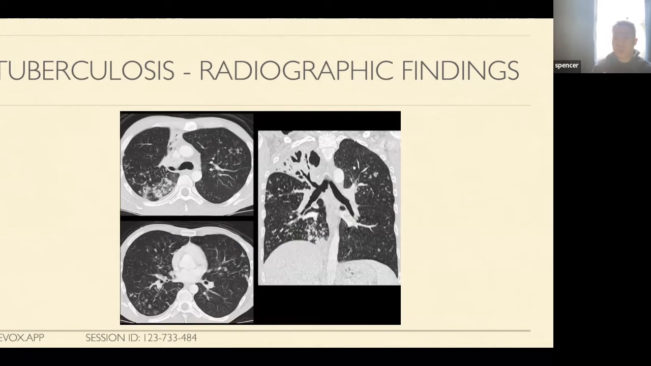Active tuberculosis involves the bronchial tree, and it results in endobronchial spread. Histologically, what's happening is that there's caseous necrosis and granulomatous inflammation. It's filling the respiratory bronchioles and the alveolar ducts. Radiologically, what you'll see is centrilobular nodules, as well as this tree and bud sign.